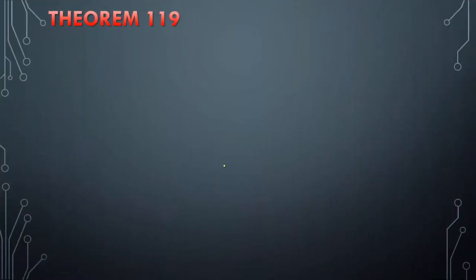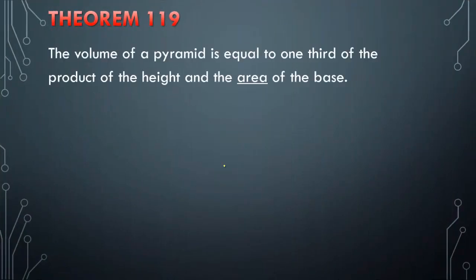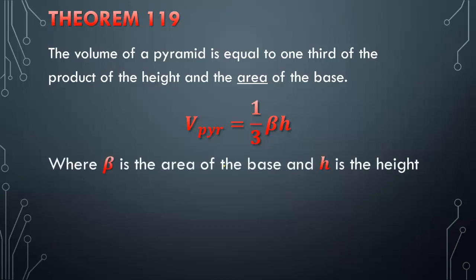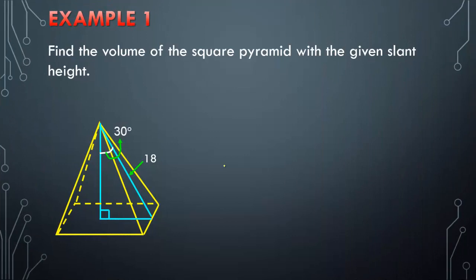All right, so that leads us to Theorem 119, which states that the volume of a pyramid is equal to 1/3 of the product of the height and the area of the base. So we can write that as volume of the pyramid is 1/3 base times height, where B is the area of the base and H is the height. So let's take a look at an example.